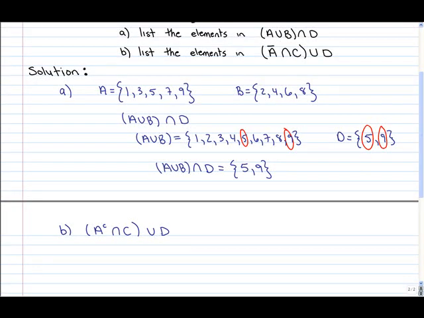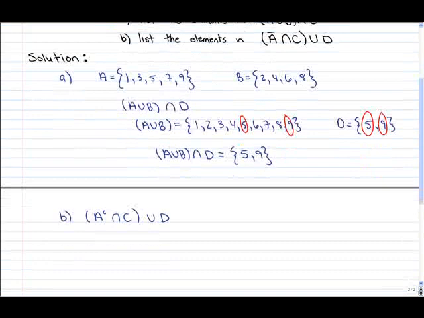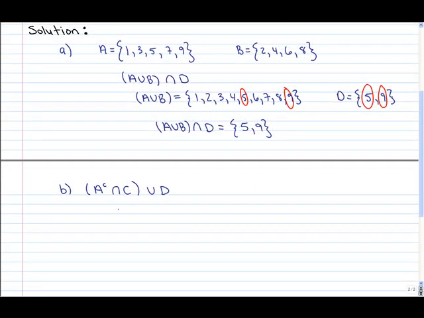Now for part B, you'll see that we need to figure out A complement. This bar here represents complement. You can also use the superscript C as the complement, or the A prime denotes complement as well. Depends on what your instructor prefers. So A complement intersect C, then union D. So we're going to start off by listing all elements in A complement.